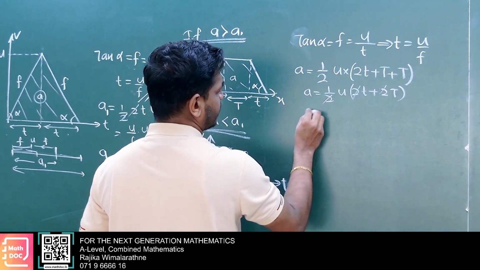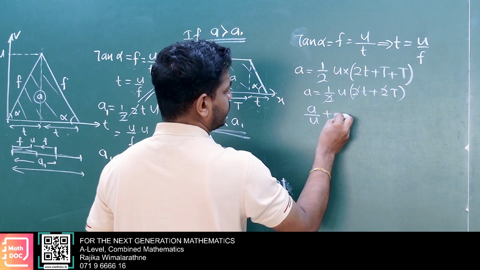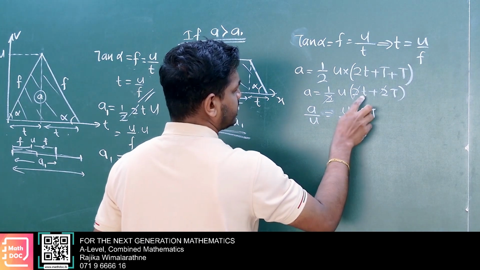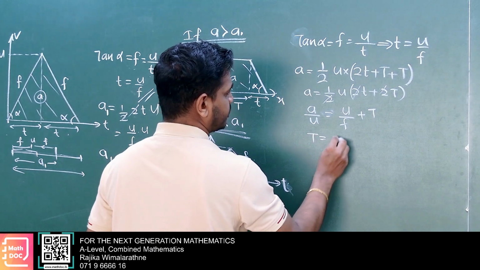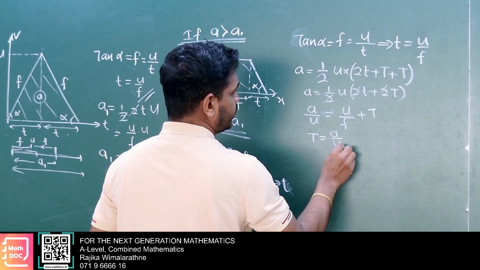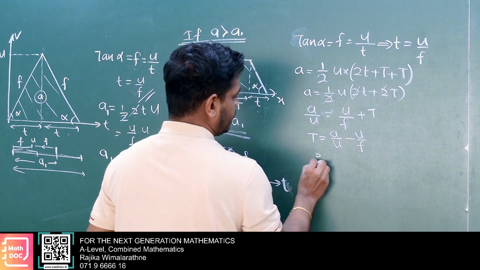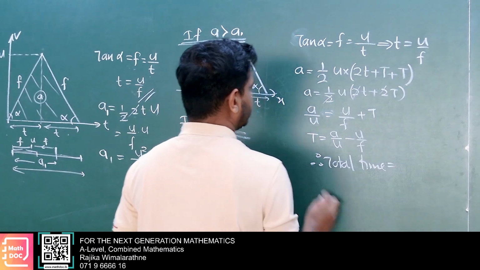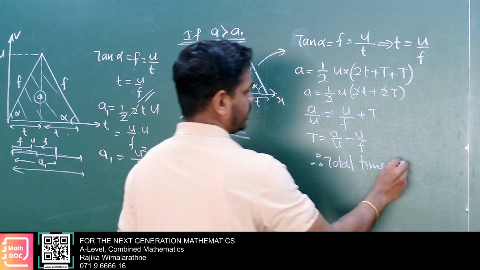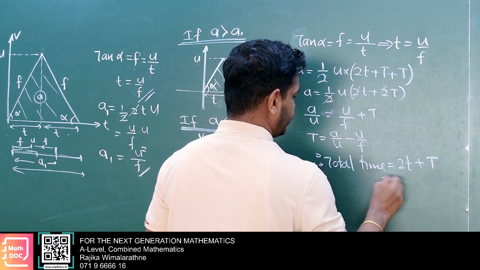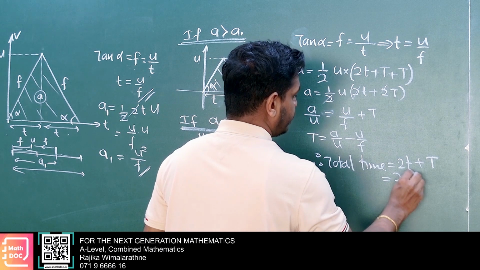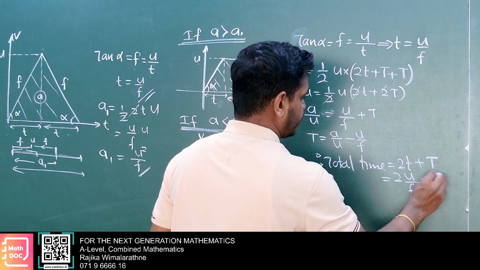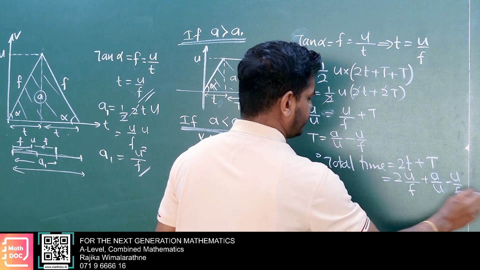A over u equals simple T, u of f, capital T. Then capital T is a over u minus u of f. Therefore, total time for this case, 2t plus capital T, 2 u of f, u of a over u minus u of f.